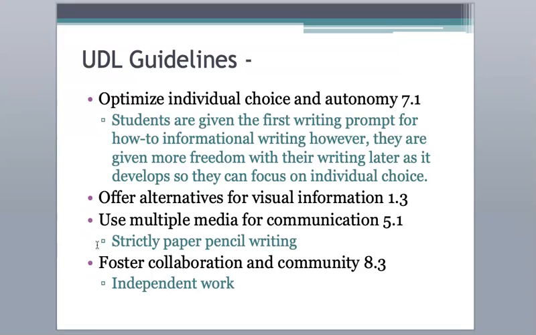Okay, so for using multiple media for communication, they aren't really able to use various media and resources. This is a paper and pencil test. But I think you could expand into it if it were strictly online. Students could type on there. They could also print it off, do paper and pencil, whatever they're more comfortable with. And it doesn't foster collaboration and community because students are working independently on their own writing. They aren't writing a story together with other students.